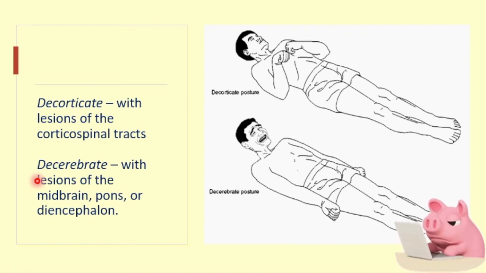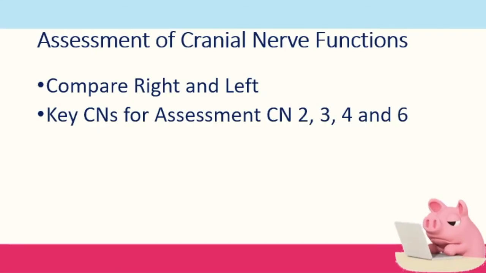If you look at it, the sites affected for your decerebrate are your midbrain, pons and the encephalon. So, if you're going to decide between the two, which is considered to be more severe, is it your decorticate posture or your decerebrate posture? With the inclusion of your midbrain into decerebrate posture, that would imply that this is more severe compared to your decorticate. Then, for the assessment of your cranial nerve functions, we need to compare the right and the left side, to determine whether the damage is unilateral or bilateral.